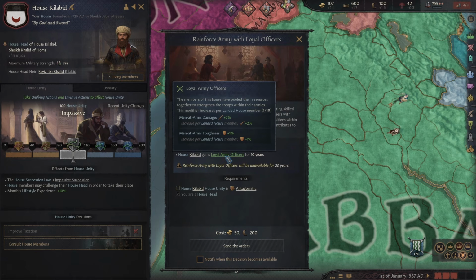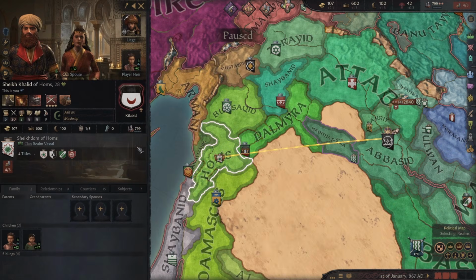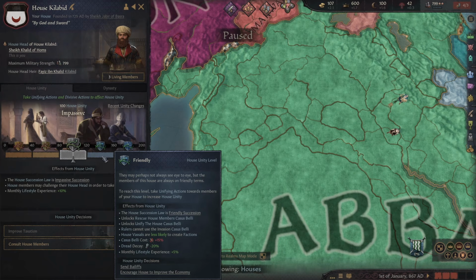Okay, those were the low house unity levels. Let's check out the other side of the slider. To the right of impassive is friendly. Just like with competitive, you get less monthly lifestyle experience, and you get more dread decay. CBs are more expensive. You can't use a Subjugate Kingdom CB at all. But house vassals are less likely to create factions.